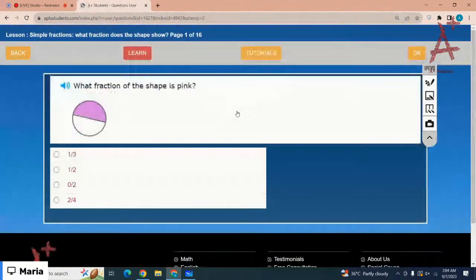Okay, what fraction of the shape is pink? So let's just look at the shape. The shape has total two portions, two equal parts. One of them is pink. So you can say 1 out of 2 is pink, and you can represent it as 1 by 2, right?